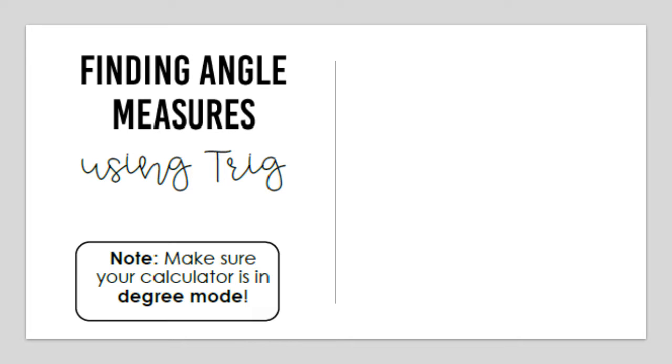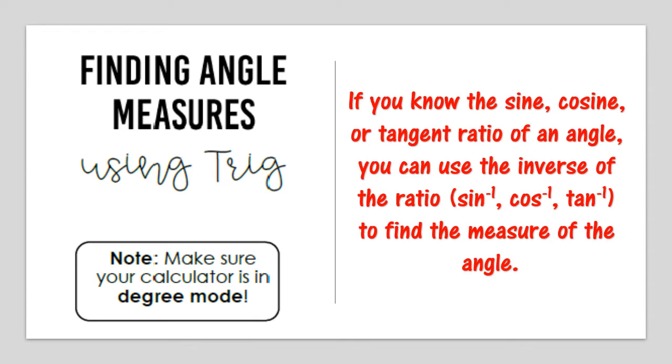So before spring break, we used trig ratios in order to find missing side lengths. Today we are going to use trig ratios in order to find missing angle measures. We want to make sure that our calculator is in degree mode. If you're using one of mine, it should already be in that mode.